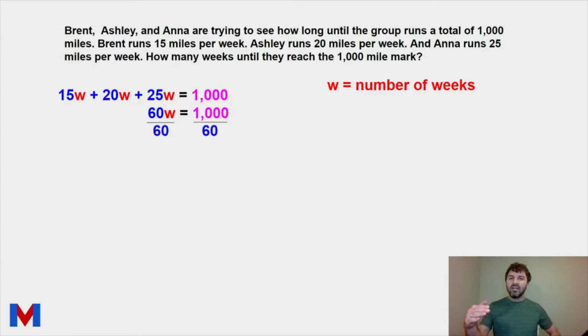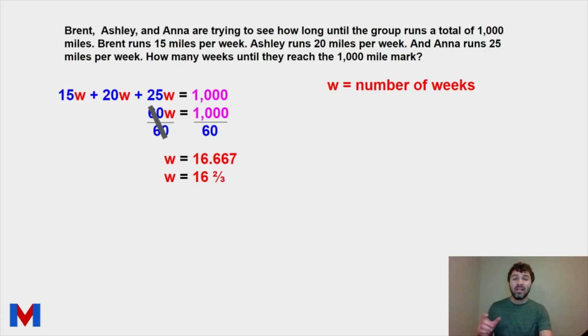And whatever we do to one side, we do the exact same thing to the other side. Okay? 60 divided by 60 is 1. 1 times W is W. And then 1,000 divided by 60 is 16.6666 forever, which is 2/3. All right. So either way it works, you can round it to 16.667 or write it as 16 2/3. The 16 2/3 is the more accurate answer because 16.667 is rounded. So you're cutting off some numbers there.